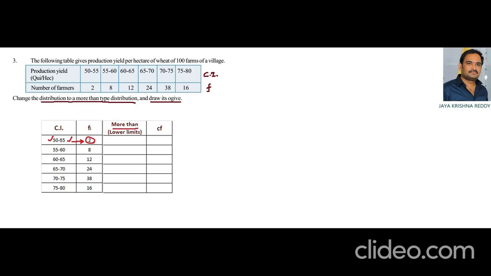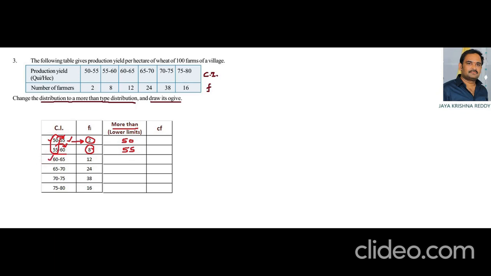So two farms are 50 to 55, which means it is more than 50. And in the second row also, frequency is 8 in the class interval 55 to 60, which means these 8 farms are above 55, meaning more than 55. Here we have to write 55. That means these values are lower limits of the class intervals. So in the third column, the more than column, we have to write the lower limits.